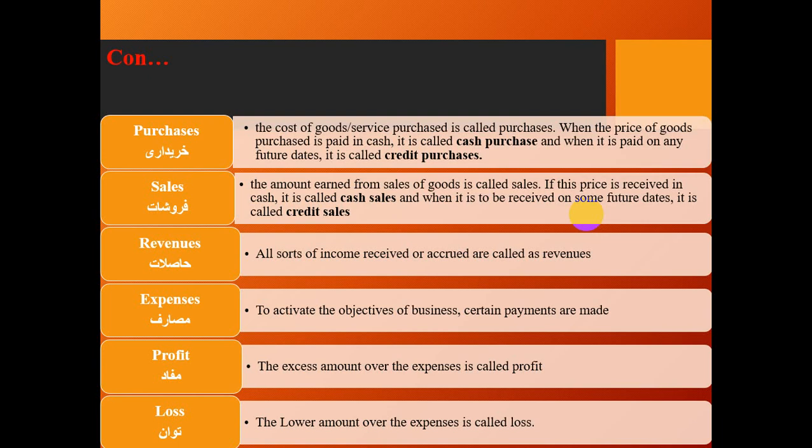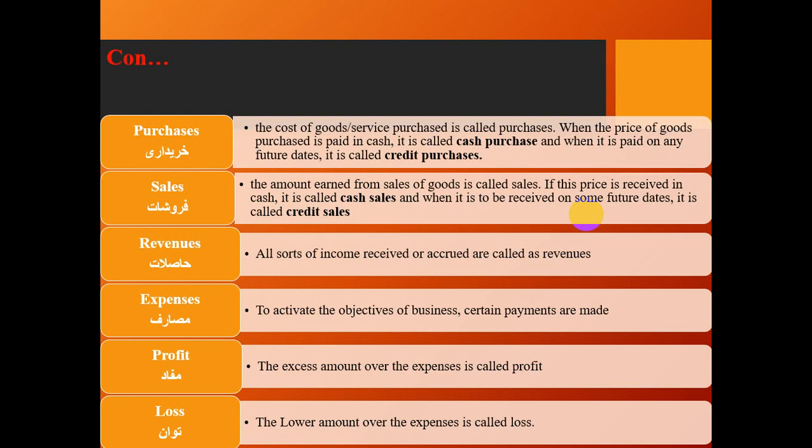In the same sense we have sales. Sales is the amount earned from goods or services. So sales again have two types. If your dealing is happening through cash, that is called cash sales. If your dealing is through credit, it means that they will pay you in the future. That is what credit sales are.